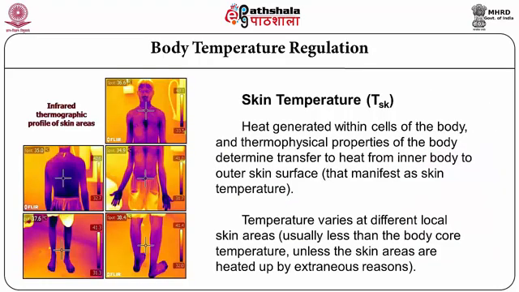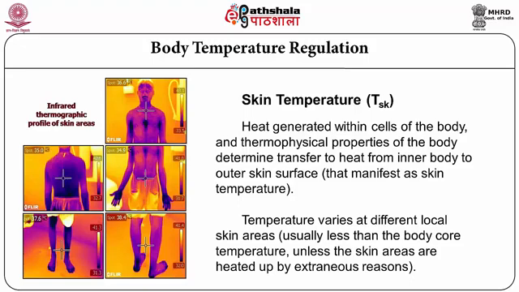Let us move on to the skin temperature. The skin temperature is the temperature of the outer surface. When heat is generated within the cells of the body, and because of other thermophysical properties of the body, some amount of heat from the inner body moves on to the outer surface, and that's called skin temperature. There is not one single site. We call it the temperature profile of the skin areas. On the left hand side, I have shown a recent recording of an infrared thermographic profile of the skin areas.